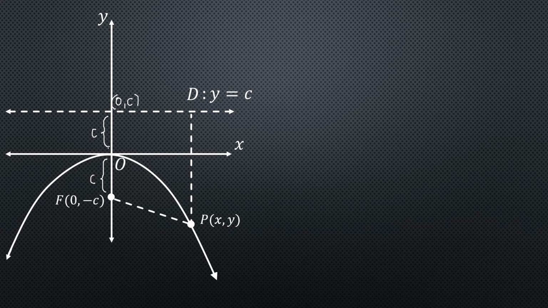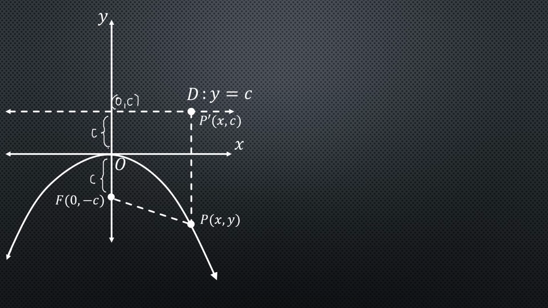The vertical line passing through point P intersects the directrix at a point with coordinates xc. Let us call it P prime. So again, we have the important points in our figure. We can now derive the equation for the parabola that opens downward with its vertex at the origin.